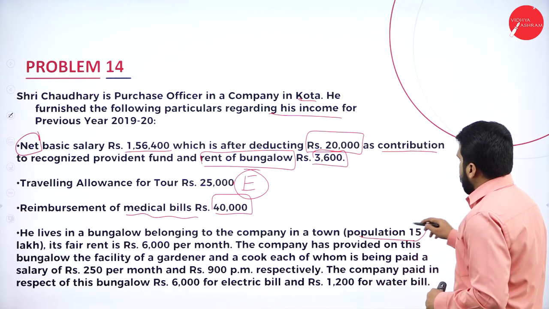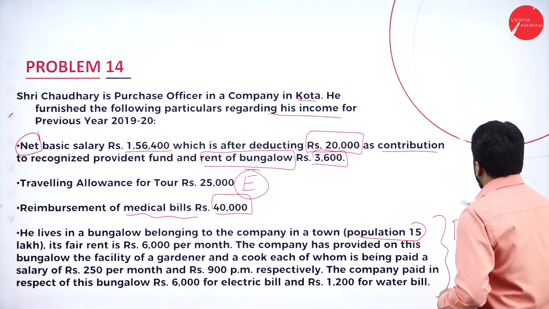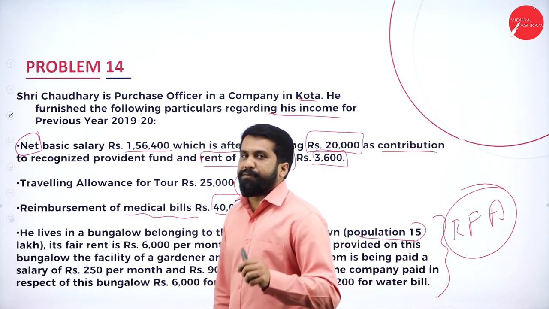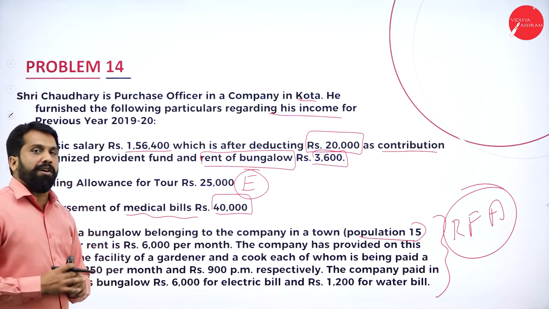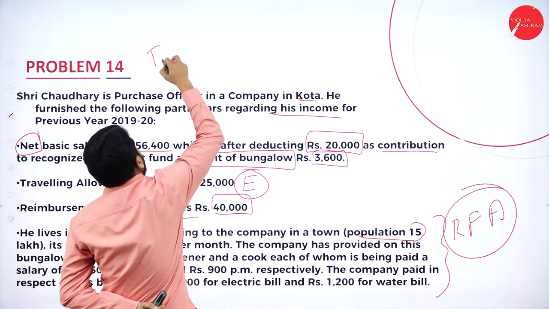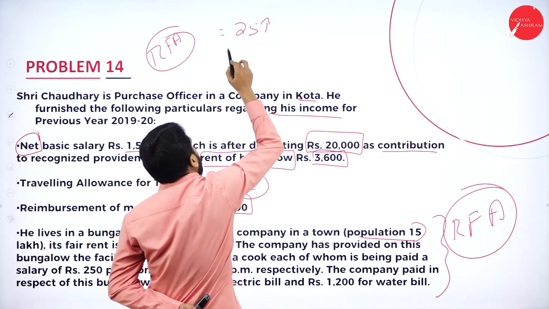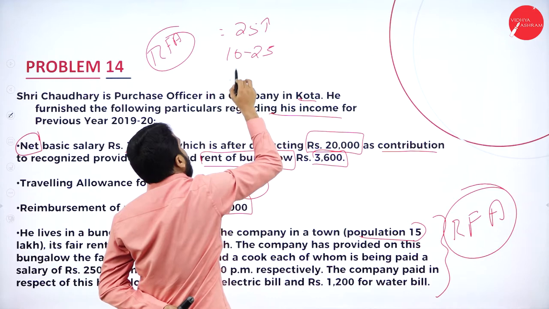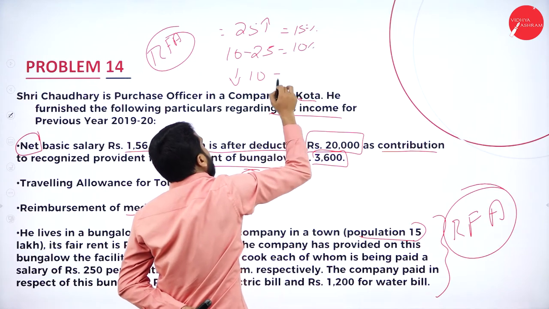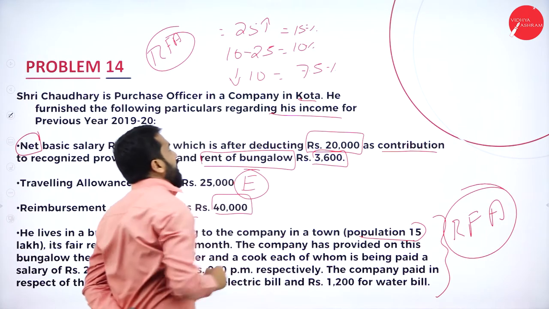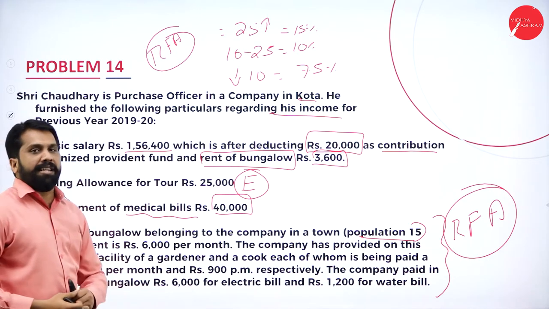Remember, population is 15 lakh. If you get like this, it is nothing but rent-free accommodation. Now, in this, the population is 15 lakh. Means what? Like, in rent-free accommodation, if 25 lakh and above, 10 lakh to 25, and below 10 lakh, this will be 15%, this will be 10%, and this will be 7.5%. Any doubt? No. In this, 10 to 25, it is 10%.